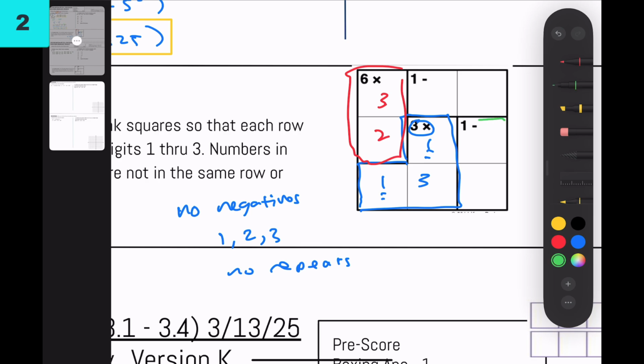Okay, so let's go over here. I see a bunch of numbers we're missing. We're missing a 3 and a 2, that does subtract to be 1. And then the numbers I'm missing up here are 1 and 2, and that works.